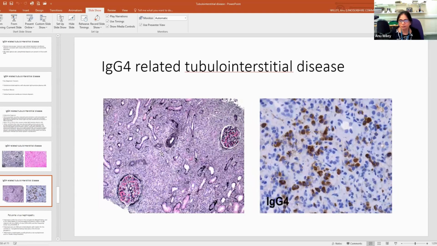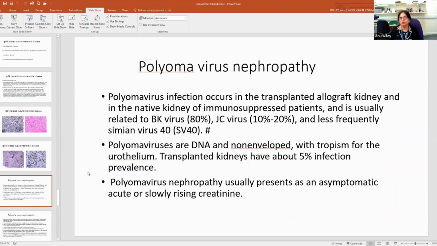the patient has got quite bad, almost end-stage kidney there, but you can see this is the IgG4 staining, and you can see the predominant number of plasma cells staining by IgG4. So that is IgG4-related tubulointerstitial disease. The other thing which we come across, particularly in this part of the world, is polyomavirus nephropathy, which is generally mostly seen in transplant biopsy.